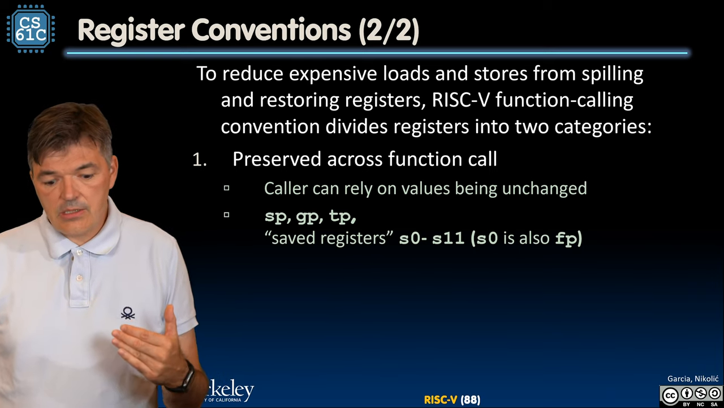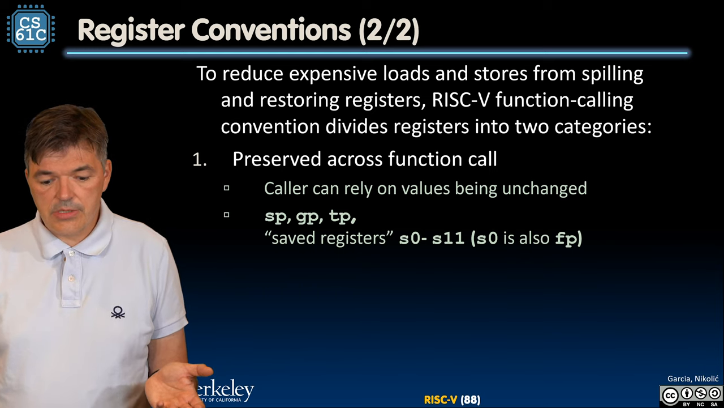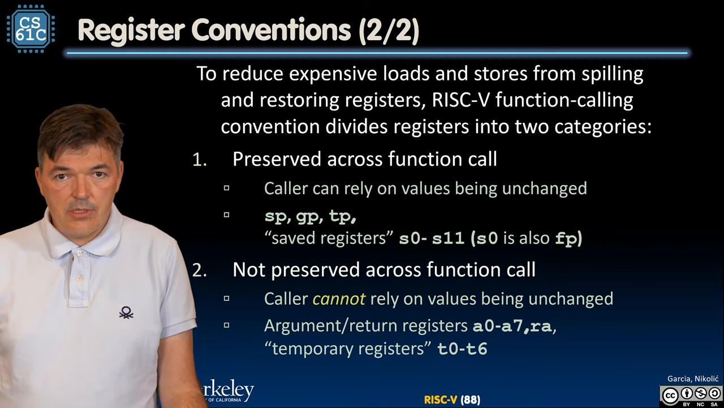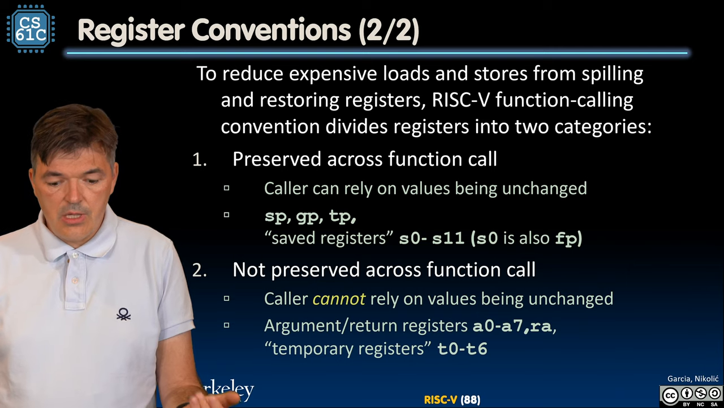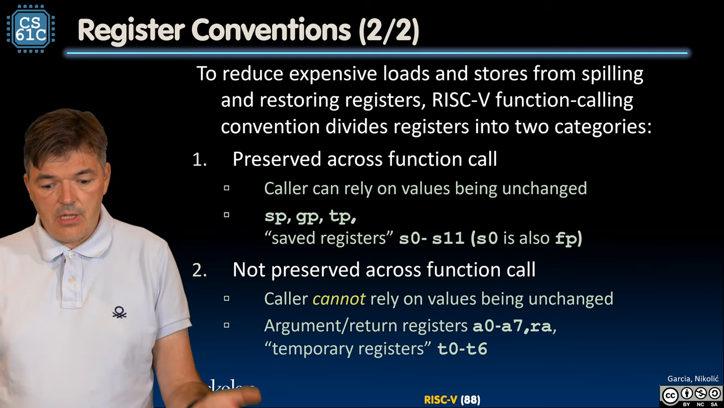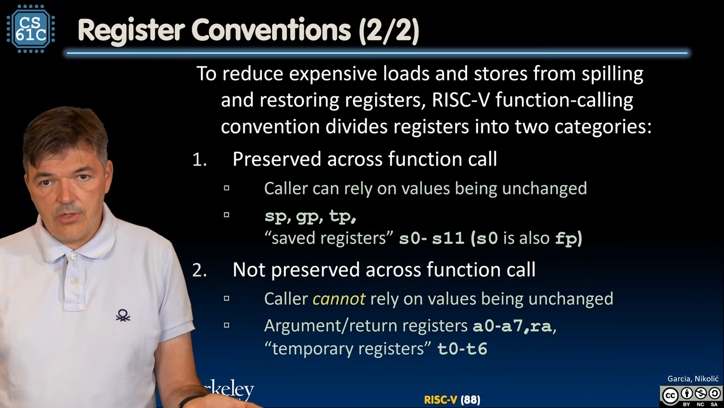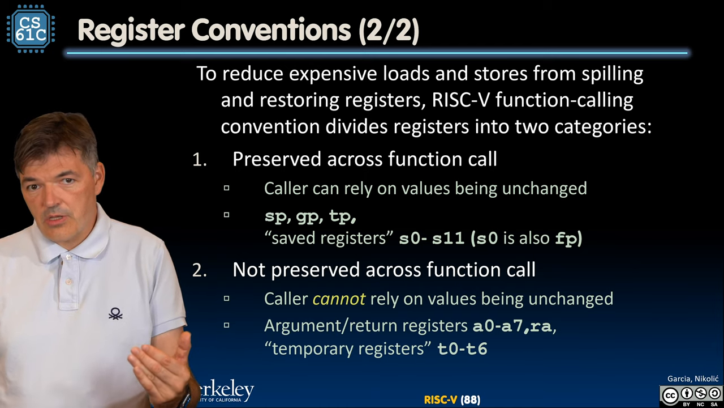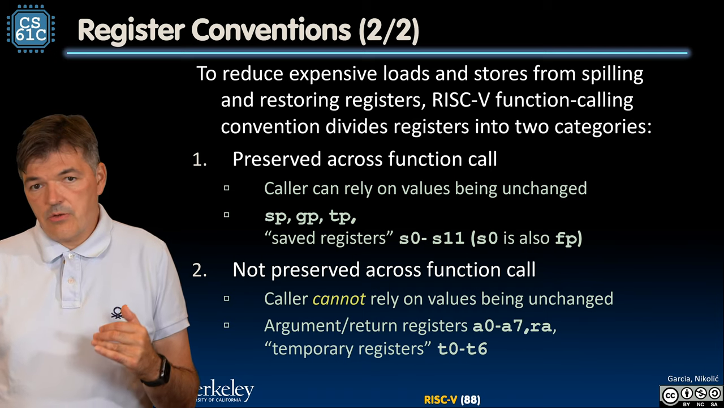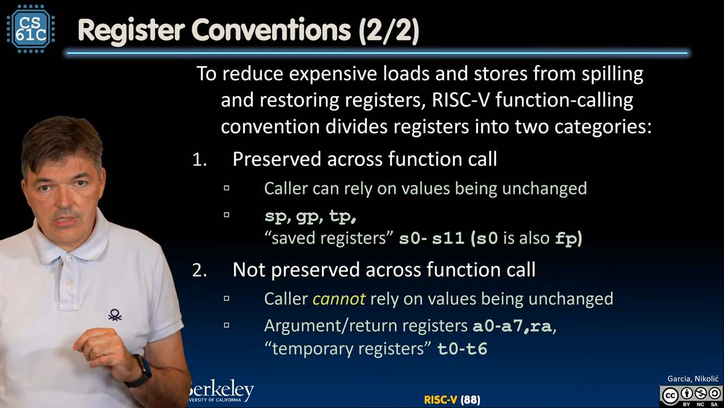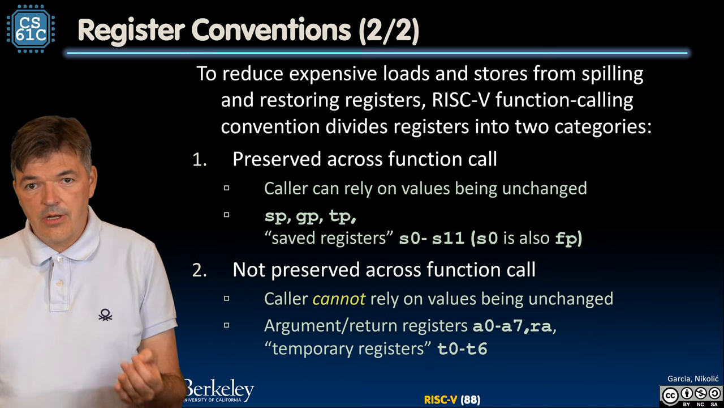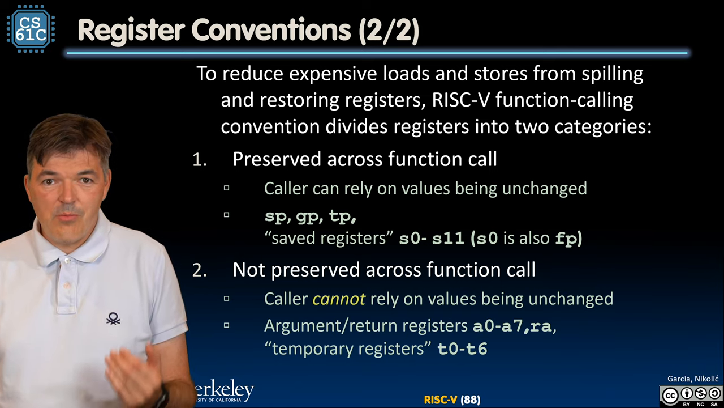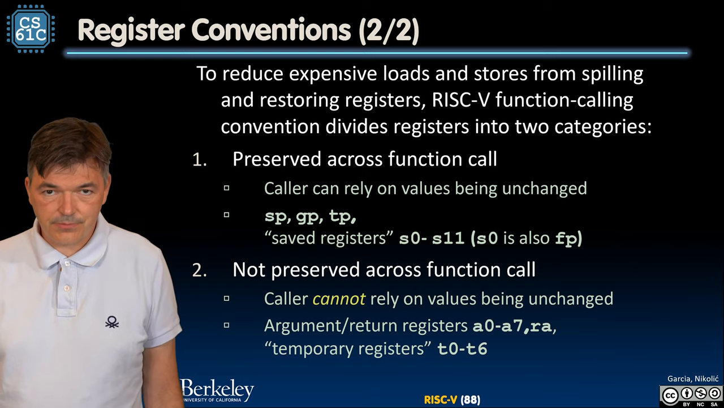And then there is the second set of registers that are not preserved across function calls. So the caller cannot rely on these staying the same. We'll call those volatile or temporary registers. So we already know that the return address and the argument return registers A0 to A7 are not going to be preserved. They will need to go to a stack across the nested calls. And there are also so-called temporary registers, T0 to T6. If the caller has something in the temporary registers that it does not want to be overwritten, the caller will need to save them before calling a function. Got that?